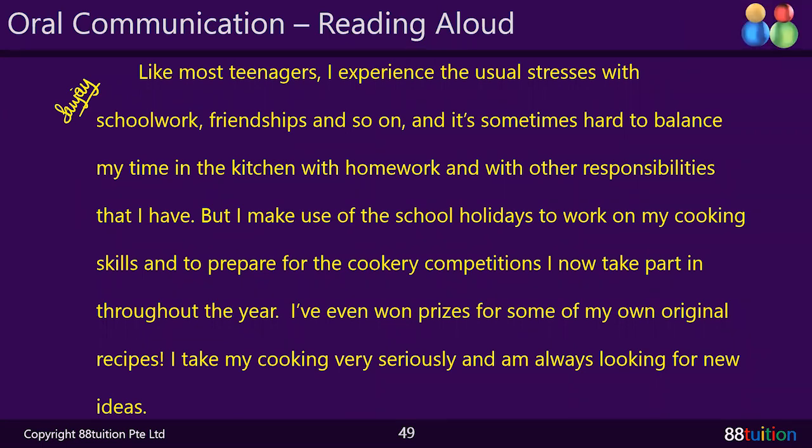Like most teenagers, I experience the usual stress with schoolwork, friendship, and so on. And it's sometimes hard to balance my time in kitchen with homework and with other responsibilities that I have. But I make use of the school holidays to work on my cooking skills and to prepare for the cookery competitions I now take part in throughout the year. I've even won prizes for some of my own original recipes. I take my cooking very seriously and am always looking for new ideas.